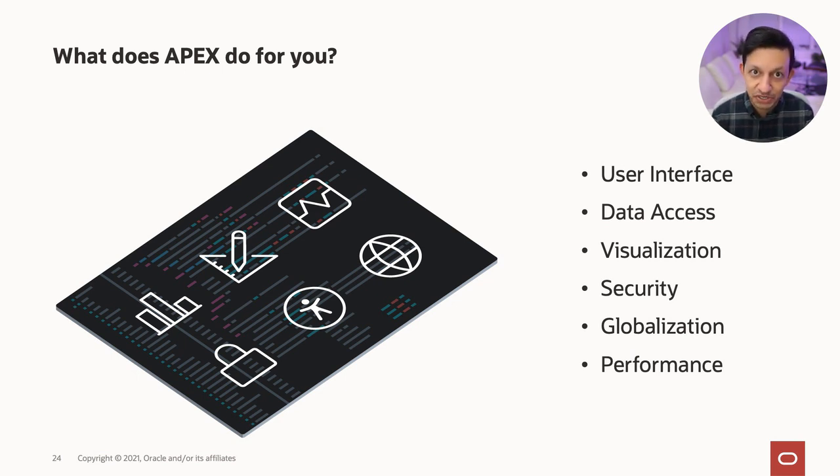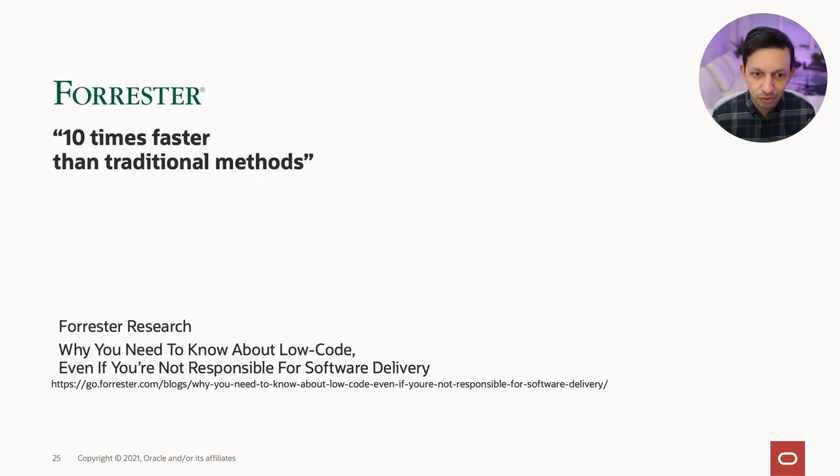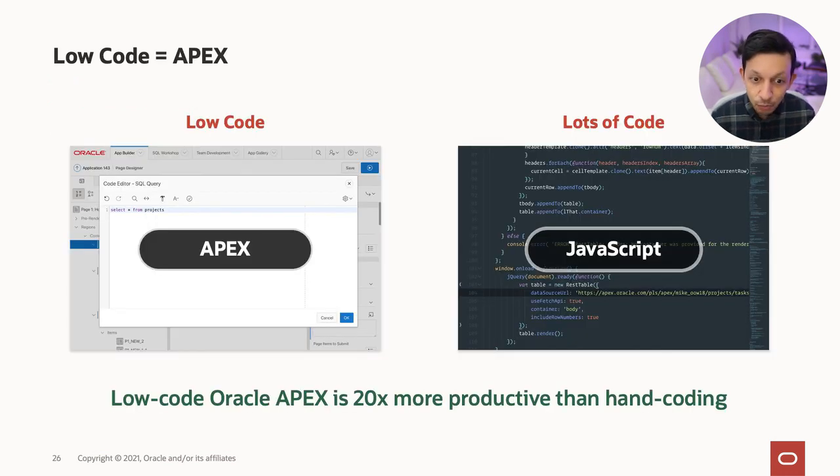All of these are important to any application you build, and we have proven this time and time again with thousands and thousands of customers. Now, Forrester says that low-code development is about 10 times faster than traditional methods. We like to say that Apex is 20 times more productive than hand coding. And this is really what embodies the message of low code. Now, 20 times productive is a bold statement, but we think it's an understatement.